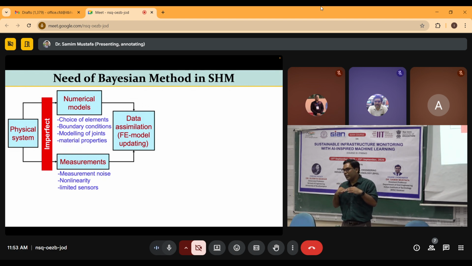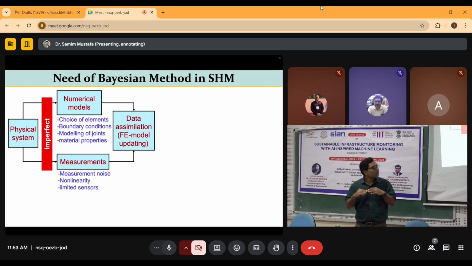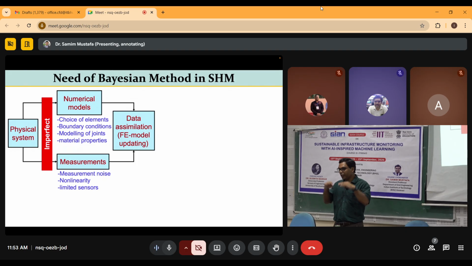So how to treat that? That is the domain of Bayesian model updating. Because those are uncertainty, they need to be quantified. So to quantify any uncertainty, what method will we use? Probabilistic method, right? Statistical method you have to use, because otherwise you cannot quantify the uncertainty. Any other method you cannot quantify. There will be uncertainty but cannot be quantified.